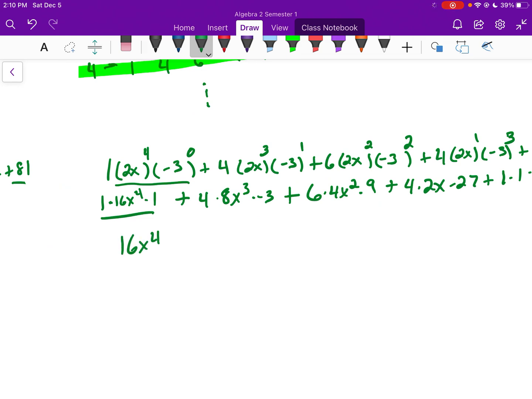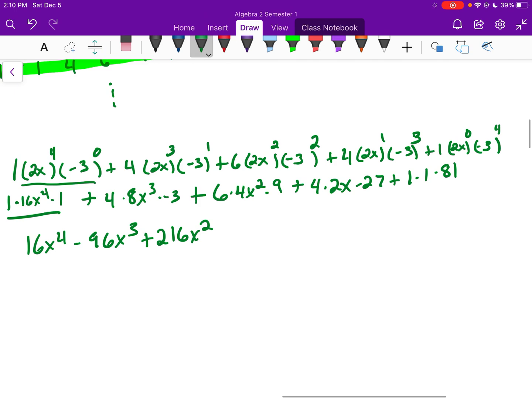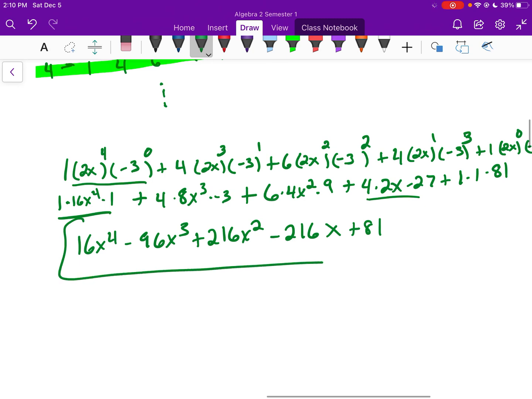So then from there, just multiplying it out, so 16x to the fourth. Okay, 4 times 8 times 3. Here you get 96, and you got a negative in there, so negative 96 x cubed. 6 times 4 times 9. You get 216, and it's positive, so positive 216 x squared. And then finally for that, the second to last term, 4 times 2 times negative 27, so negative 216. And you got x with that, and then 1 times 81, plus 81.